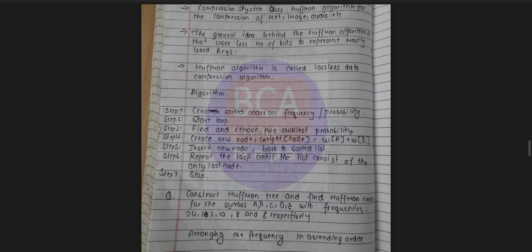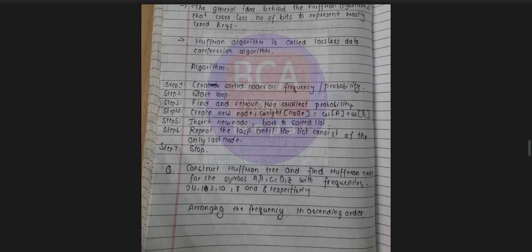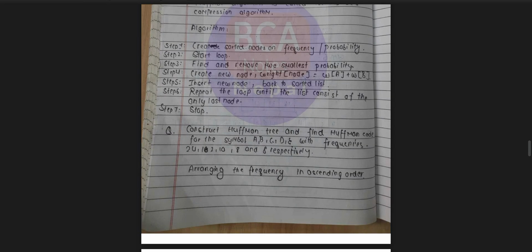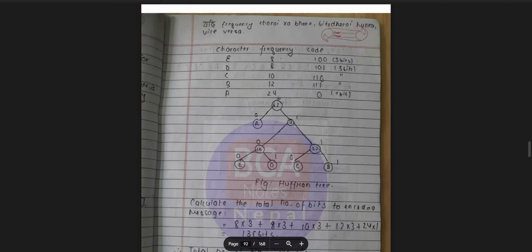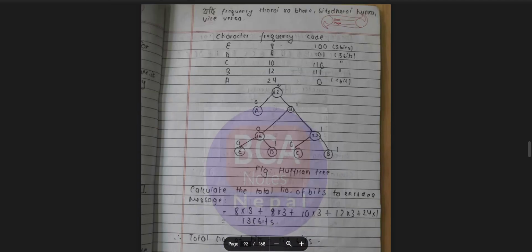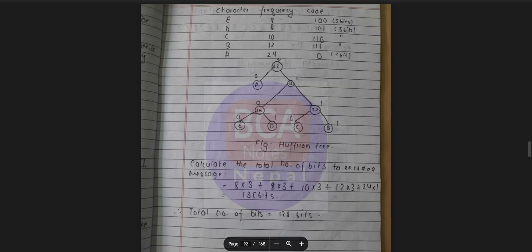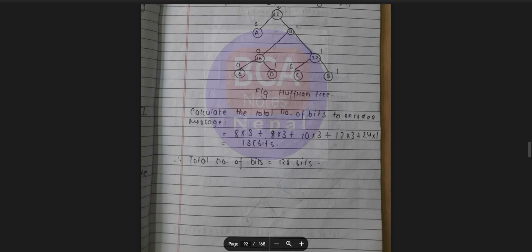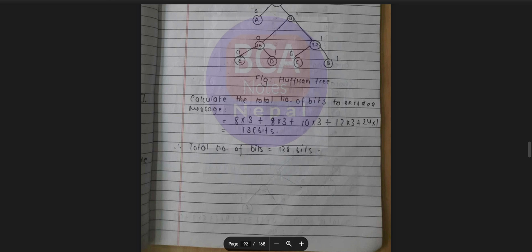For the symbols A, B, C, D, E with frequencies 24, 12, 10, 8, and 8 respectively, arrange the frequencies in ascending order. Character frequency: A 8, C 8, D 10, E 12, B 24, with codes 100, 100, 1, 110, 111. Each code is 3 bits, 3 bits, 1 bit. Huffman's algorithm then calculates the total number of bits in the encoded message: 8 times 3, 8 times 3, 10 times 3, 12 times 3, 24 times 3. Total number of bits is 138.